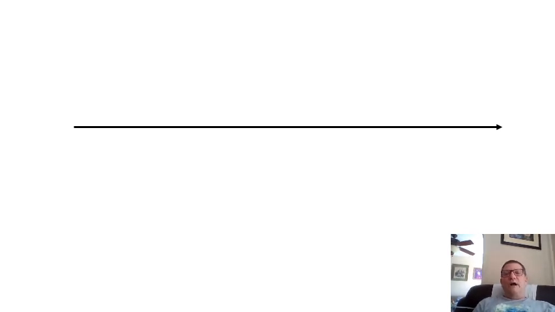Now, this line is going horizontally, but it could go vertically, it could go diagonally, it doesn't matter. It's just a line. Now, the line has a starting point, and that's going to be called our origin.